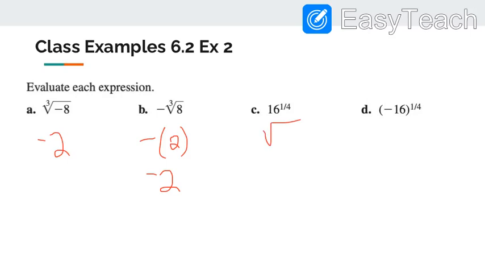16 to the 1/4, that's the same thing as saying the fourth root of 16, which is simply equal to 2. 2 times 2 times 2 times 2 is 16. This next one, we have an even root, the fourth root of negative 16. This one has no real roots.